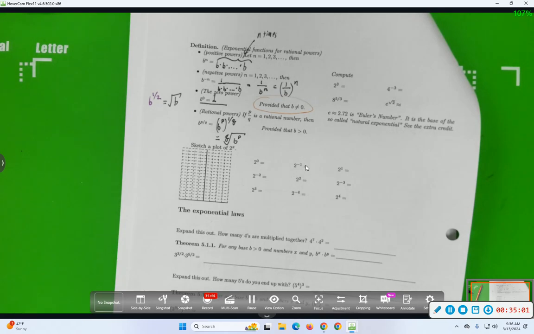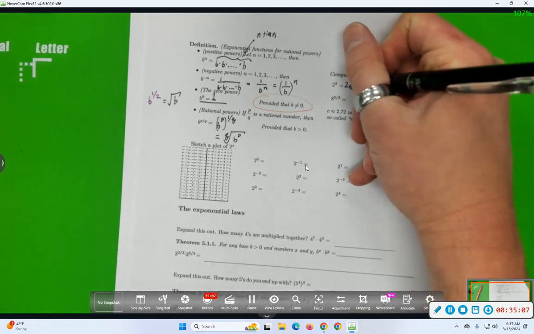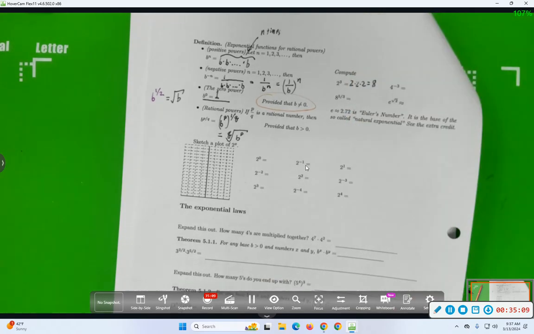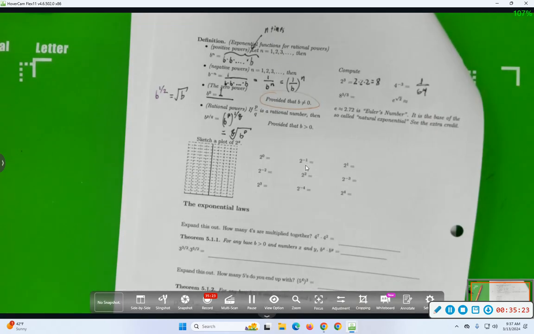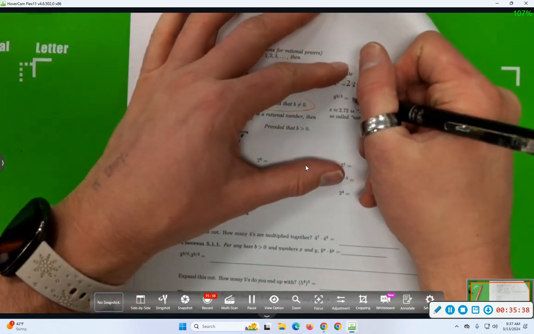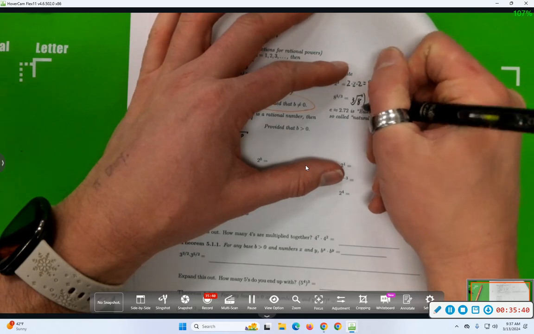2 cubed. What should that be? 8. Right, because it should be 2 times 2 times 2. Nice. What about 4 to the power negative 3? 1 over 64. Yeah, I listened to what you meant. That feel good? Because 4 times 4 times 4 is 64. 8 to the power 5 over 3. Cube root, 8 to the 5th power. Nice. So that should be the cube root of 8 raised to the 5th power.